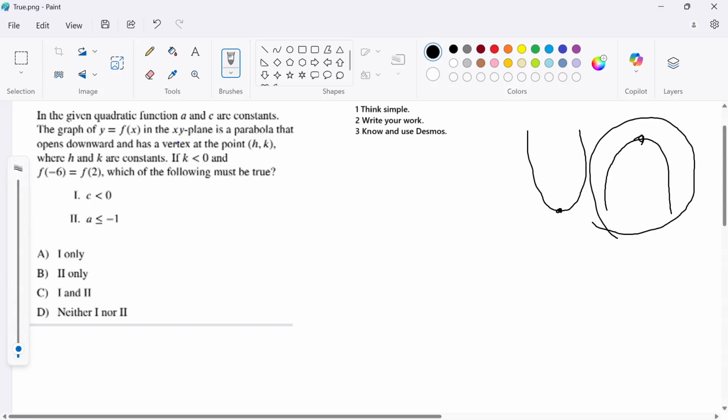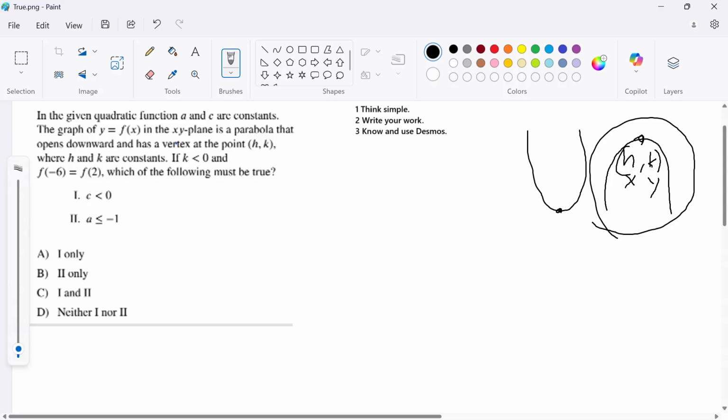Remember, of the vertex, (h, k), h is the x value of the vertex, k is the y value of the vertex. All right, where h and k are constants, if k is less than 0, f of minus 6 equals f of 2, which of the following must be true? 1: c is less than 0. 2: a is less than or equal to negative 1.